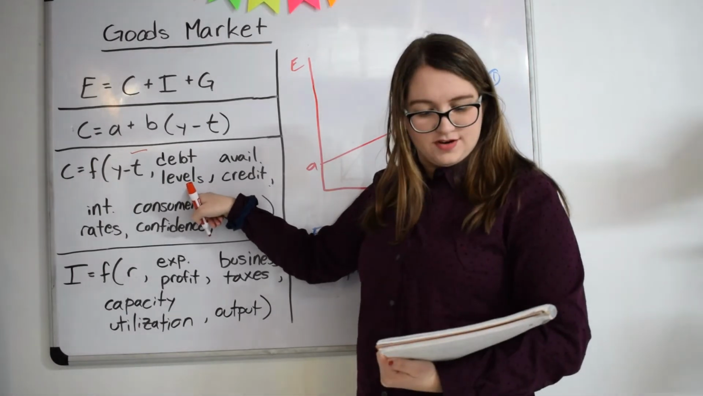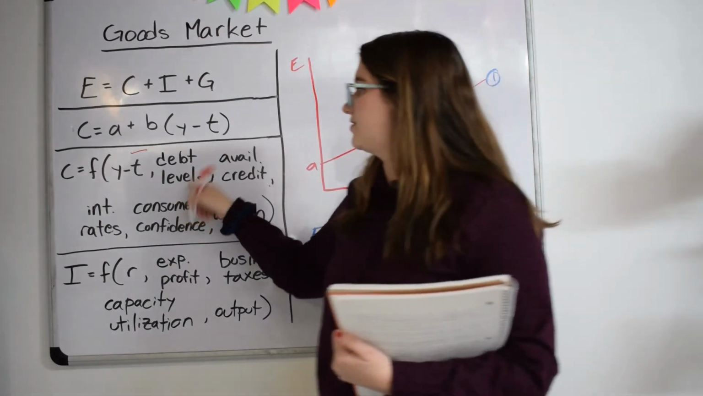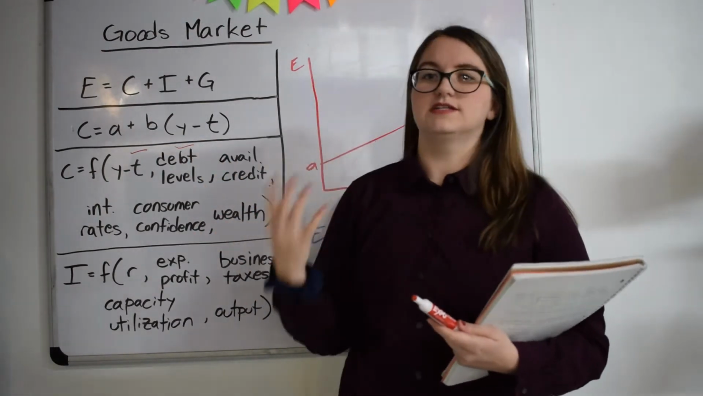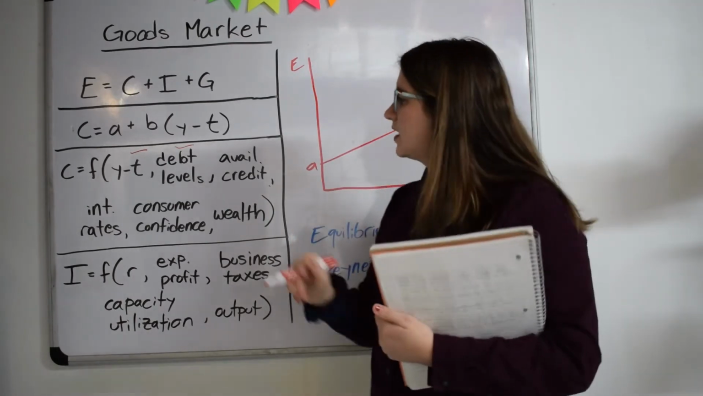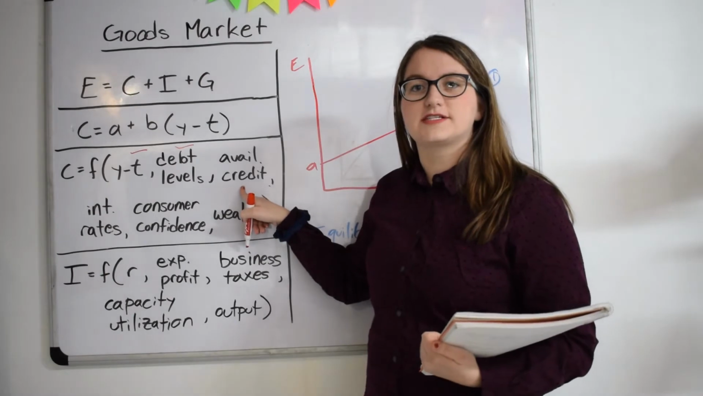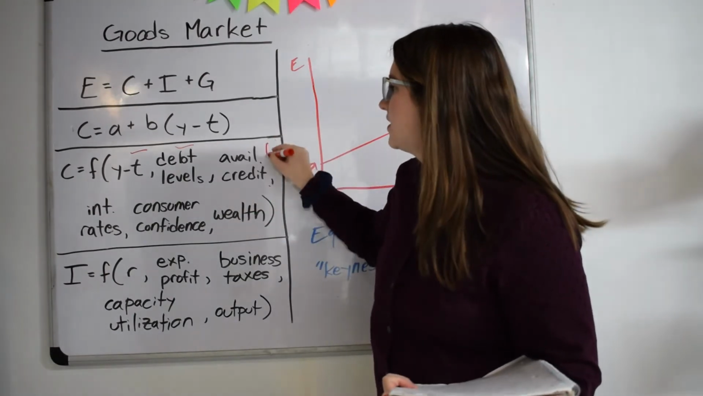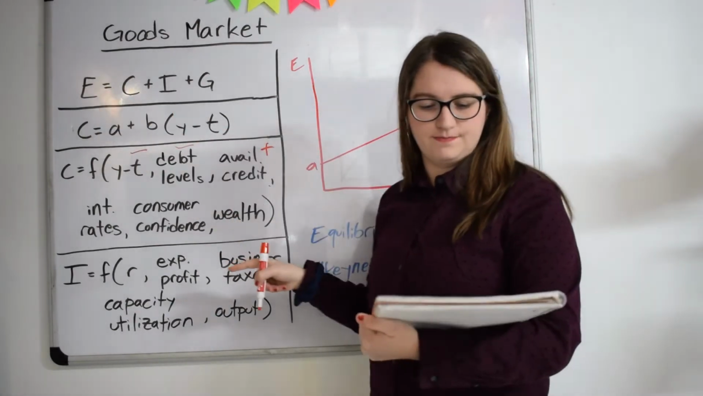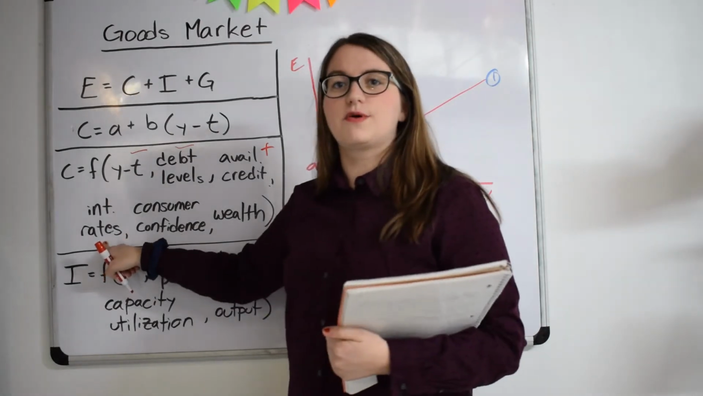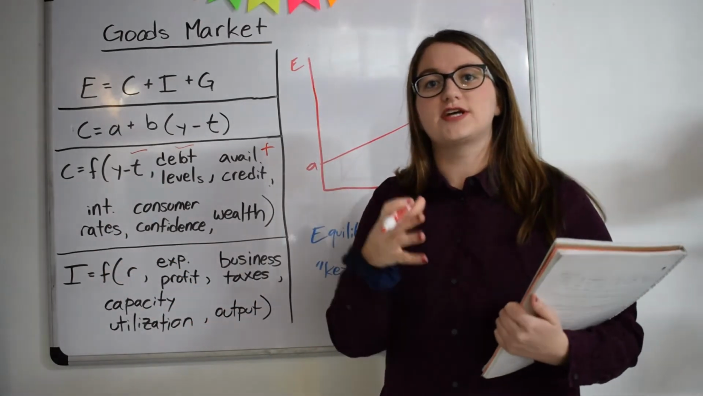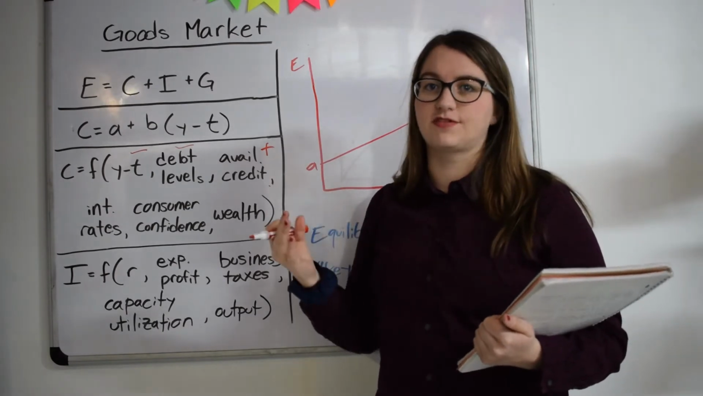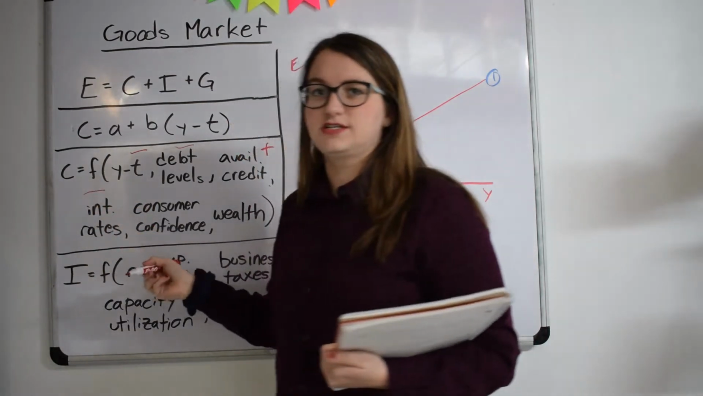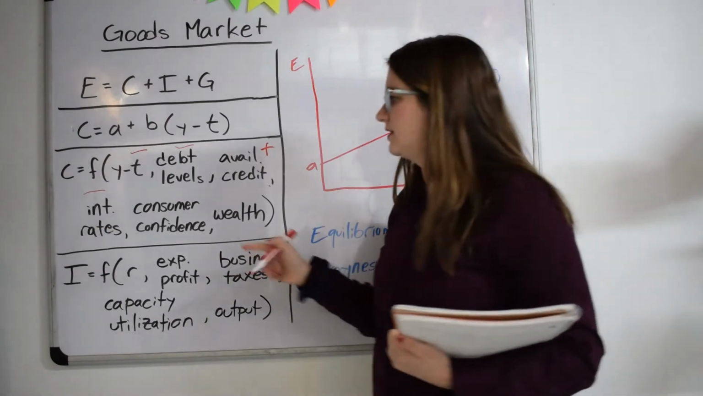As debt levels increase, consumption or expenditure will decrease, because if someone is accumulating debt, they won't be able to spend and spend and spend because they'll be paying back that debt. If available credit increases, we'll have a positive relationship to the amount of consumption or directly expenditure. As interest rates increase, remember real interest rates equal nominal interest rates minus inflation. So as real interest rates increase, expenditure will decrease. We don't want to deal with high interest rates.